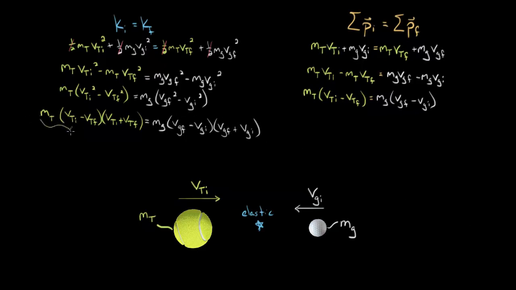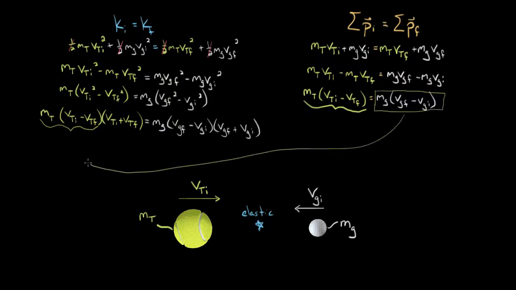I've got MT times the quantity VTI minus VT final here, and I've got that exact same expression over here. So what I'm going to do is take this entire expression, MG times the quantity of VG final minus VG initial, and I'm going to plug it in for that. And you might be like, why can we do that? Well, it's because this term here, MT times this difference, is the exact same as this term here, MT times this difference. And I know that this term equals that term. They're the same thing. Anywhere I see this, I can replace it with that because they're equal. So that's allowed. I don't affect the equality if I just plug this term in for that term because they're equal.